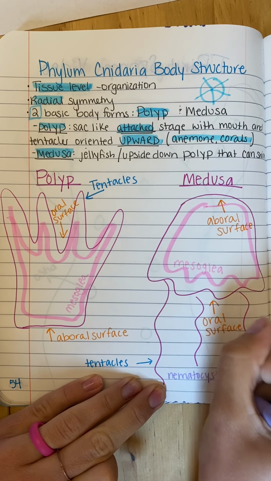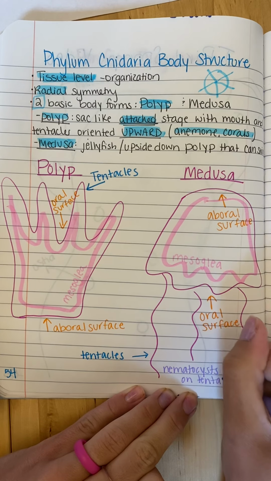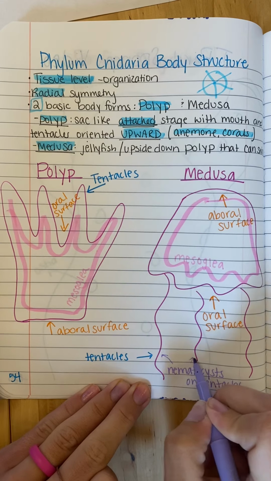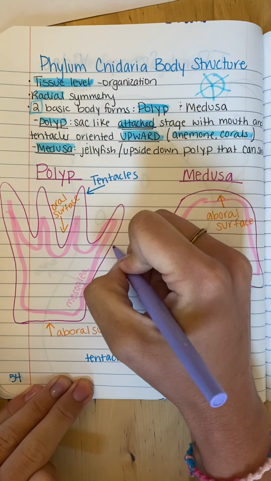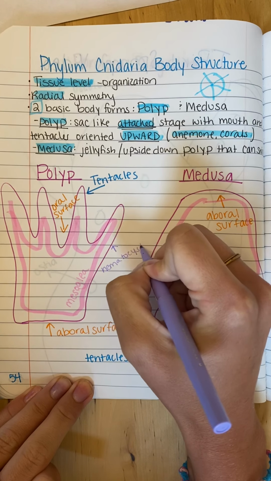And here's a really cool picture. It shows you what a nematocyst looks like. This is the cell itself, and then when it is discharged, meaning when it is actually going through the stinging process, it shoots this little barb out, and that's what causes the sting of a Cnidarian.